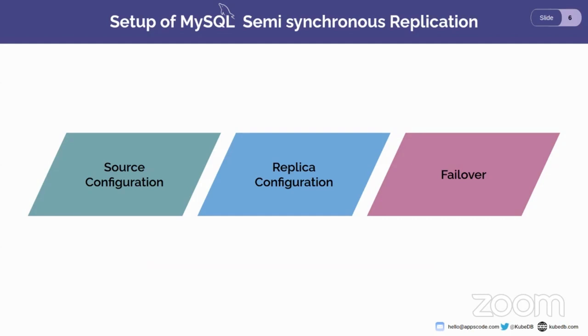And if you want to reuse the previously failed source, what you have to check is whether there is any extra transaction or not. If there is no extra transaction, you can join it back to your semi-synchronous cluster. If you have an extra transaction on it, what you have to do is remove the extra transaction and join as a replica. So this will be the manual process for configuring source and replica, and for handling failover scenarios.